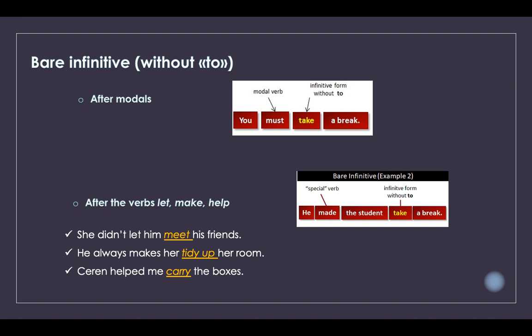She didn't let him meet his friends. Arkadaşlarıyla buluşmaya izin vermedi. So sometimes we can translate it as ettirgen fiili, right, in Turkish, and sometimes we don't need that form to translate it into Turkish. He always makes her tidy her room. Odasını temizletmek, değil mi? Odasını ona temizletiyor. Okay.